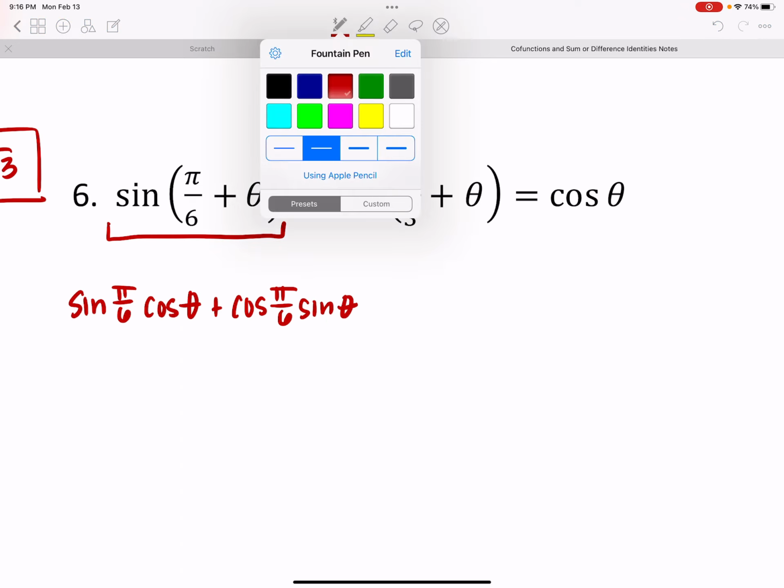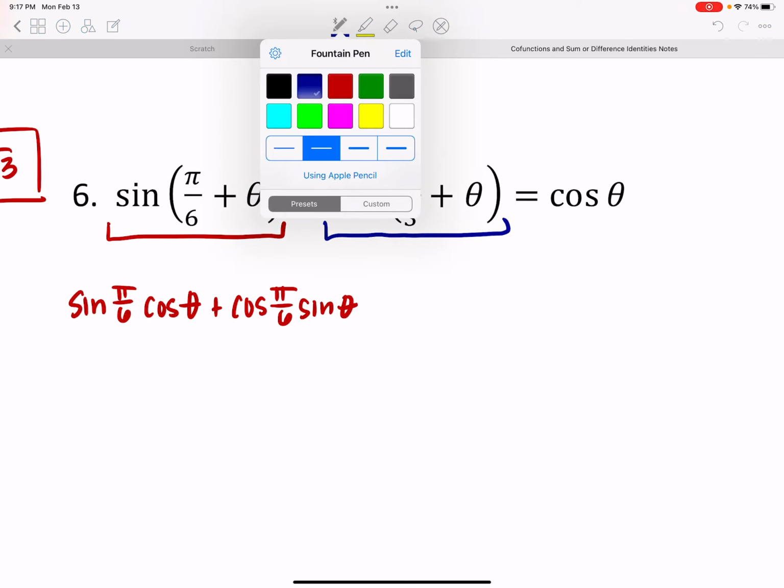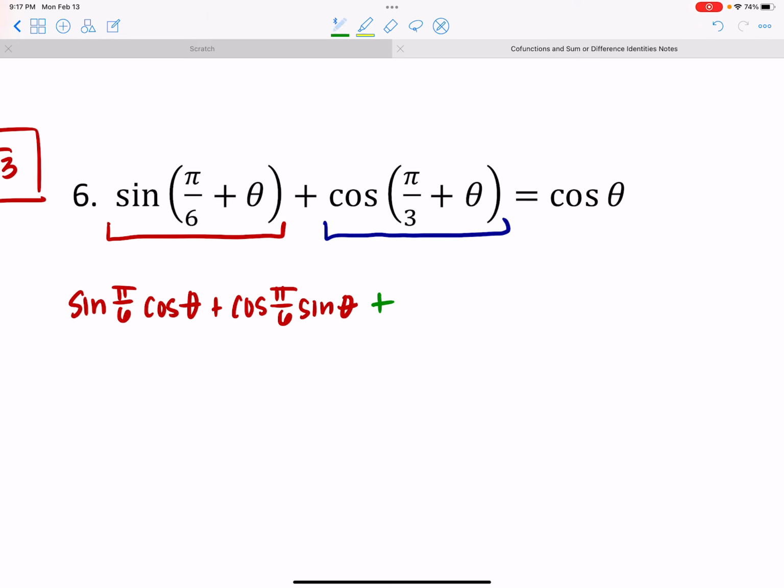And then over here, I'm going to use my cosine of a sum formula. So I'm going to be adding my cosine sum formula says take the cosine of pi over 3 and then the cosine of theta. And then we're going to flip the sign on this one, so subtract is going to be sine of pi over 3 and sine of theta. Alright, it's a big mess.